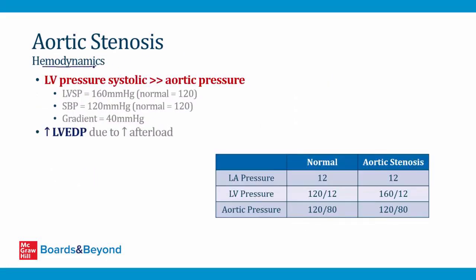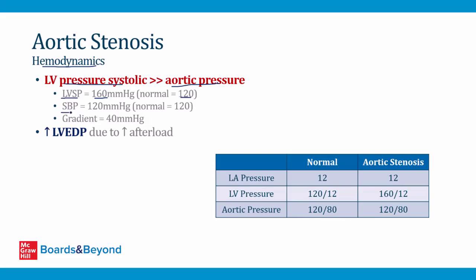Let's talk about the hemodynamics of aortic stenosis. So I touched on this before, but when the aortic valve has stenosis, the left ventricular pressure in systole will get much higher than the aortic pressure because of the stiff aortic valve. So for example, the systolic pressure in the left ventricle is normally 120, but it could get up as high as 160 in someone who has aortic stenosis. Why is it higher? It has to get higher in order to push open that stiff aortic valve.